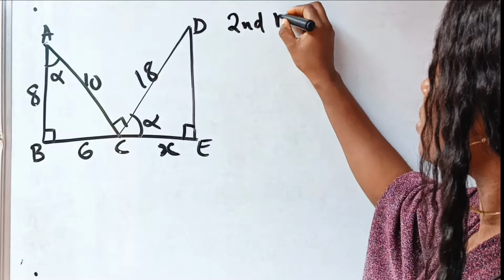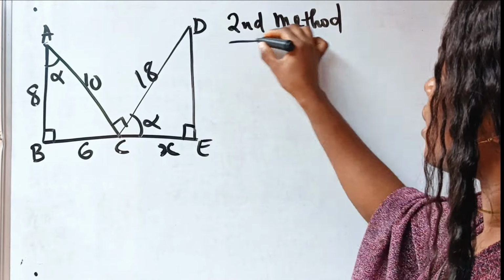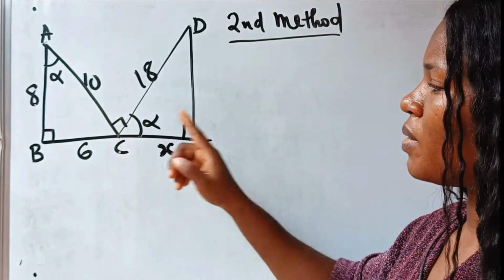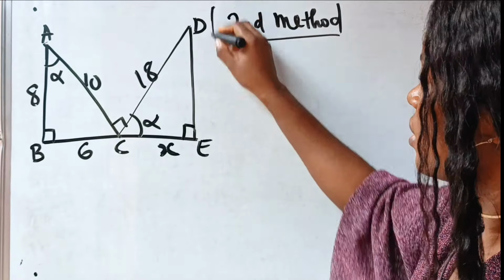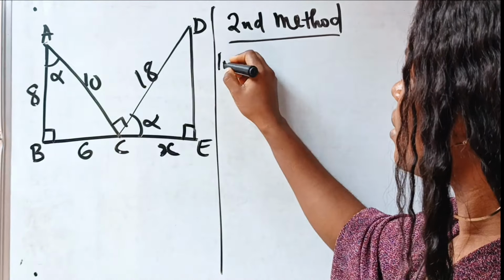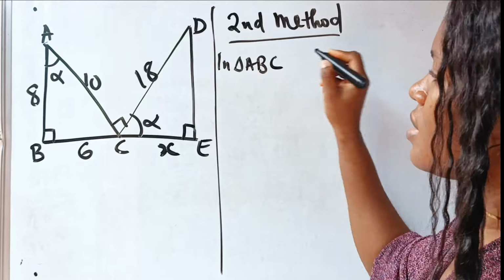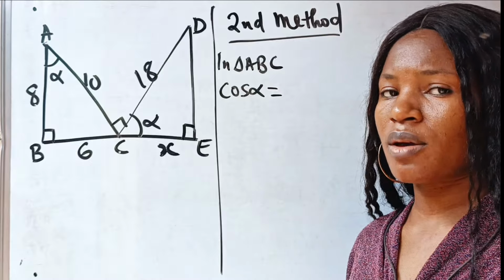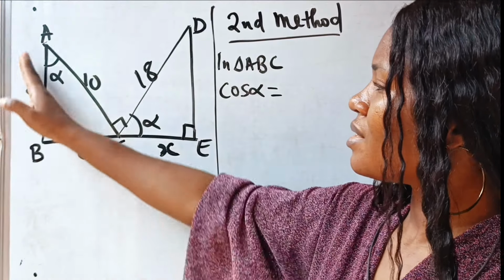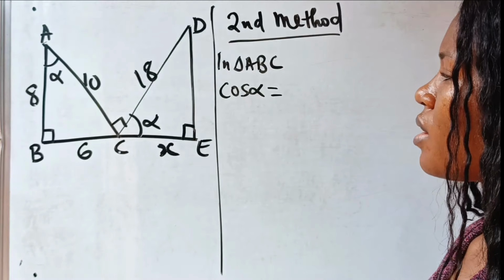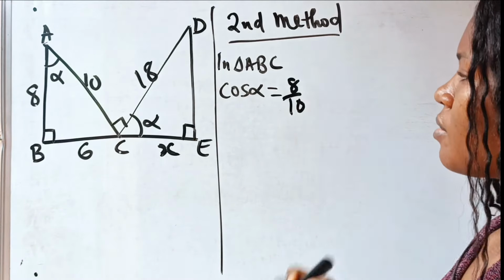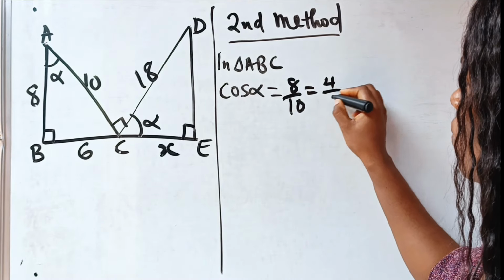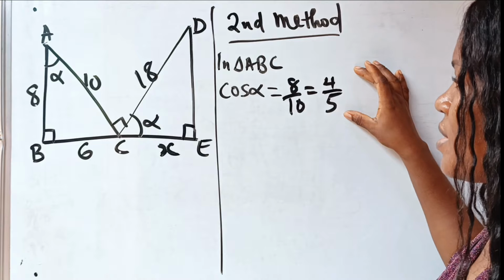Now the second method. For the second method, we already have some facts stated. We already know that AC is 10, and we already know that this place is X. Now in triangle ABC, if I say cos alpha, remember that cos is adjacent over hypotenuse. The adjacent is 8 and the hypotenuse is 10, so we have 8 over 10. If we reduce this to its lowest term, we will have 4 over 5. So we're going to keep this aside.